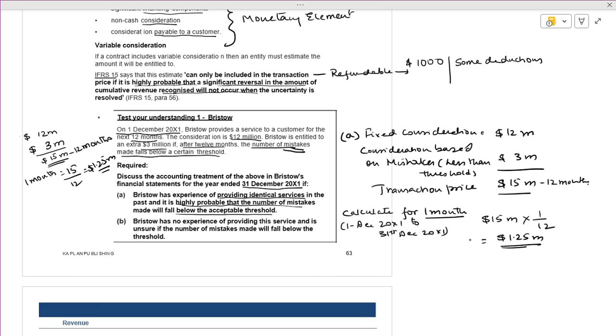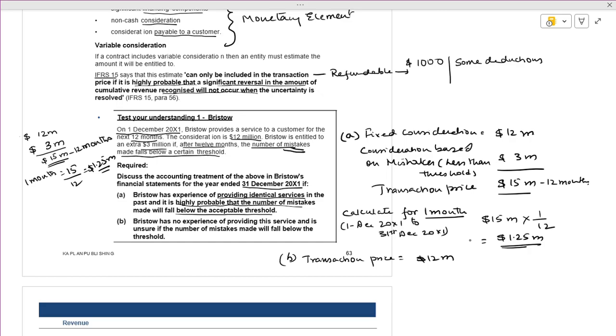Bristow has no experience of providing this service and is unsure if the number of mistakes made will fall below the threshold. He doesn't have any idea about these things. Then in that case, what is the transaction price? Transaction price is going to be 12 million. Is it right?